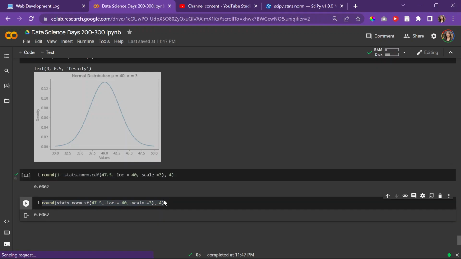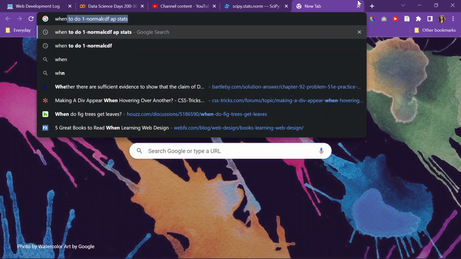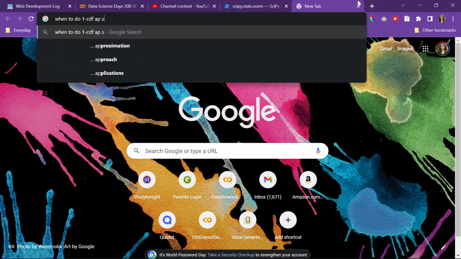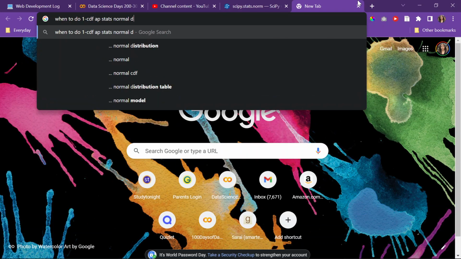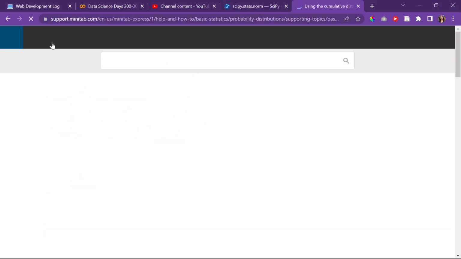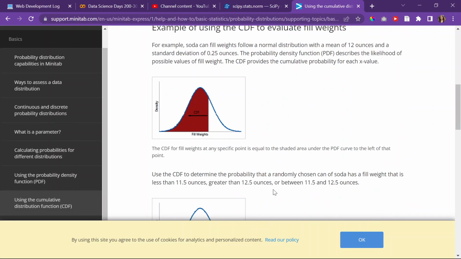I was so scared. But here's the thing though, in the calculator, they didn't do 1 minus that. It just gave it to you. So when do you do 1 minus in the calculator? I thought that if you use CDF, you would have to do 1 minus, because aren't we using what's greater than? When to do 1 minus CDF, AP stats, normal distribution. No. Well, I guess. I don't know, maybe.